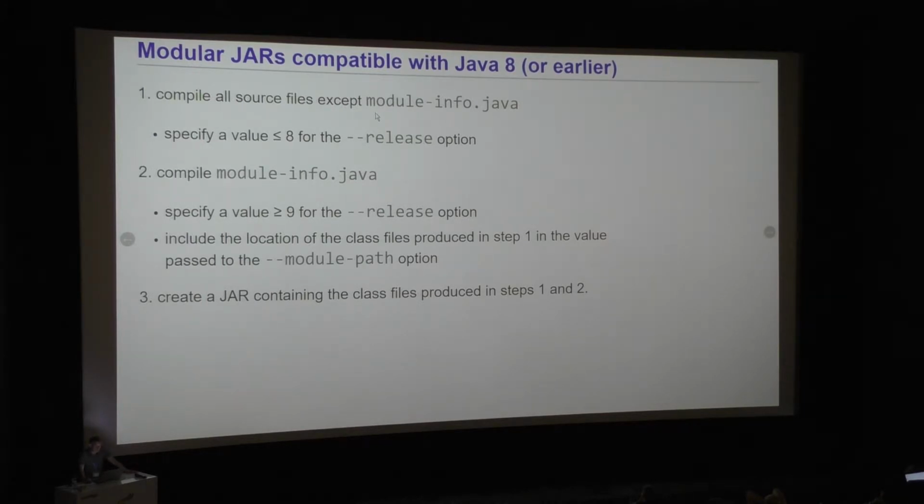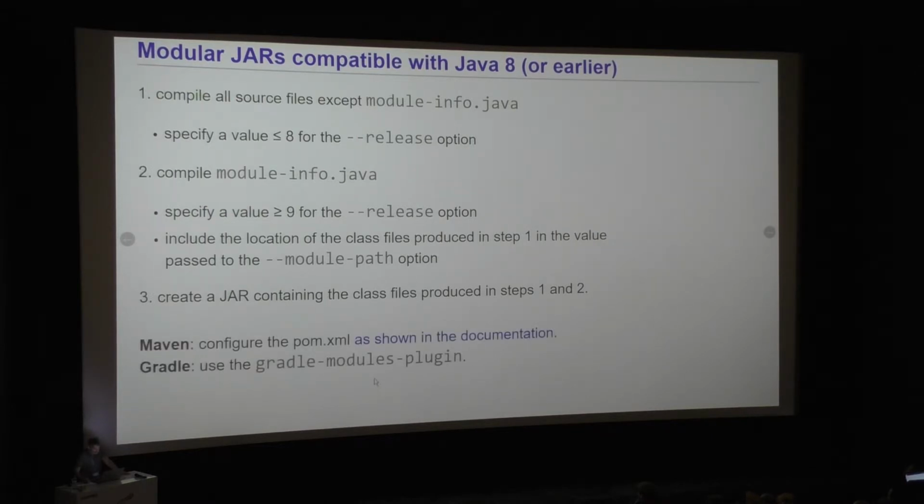So the solution is to first compile all sources except this module-info.java using a value less than or equal to 8 for the release option, and then you separately compile module-info.java using a value greater than or equal to 9 for the release option. And when doing this, you also need to include the location of the class files produced in the first step in the value passed to the --module-path option. And finally, you combine all the classes produced in the first two steps into a single jar, which is a modular artifact compatible with Java 8 or an earlier version.